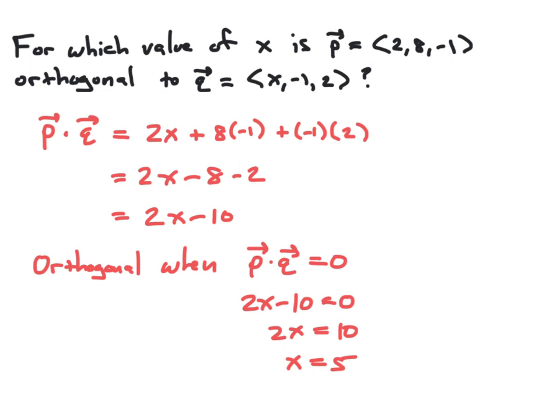So the vectors P and Q will be orthogonal when x is equal to 5, and they will not be orthogonal whenever x is a number other than 5.